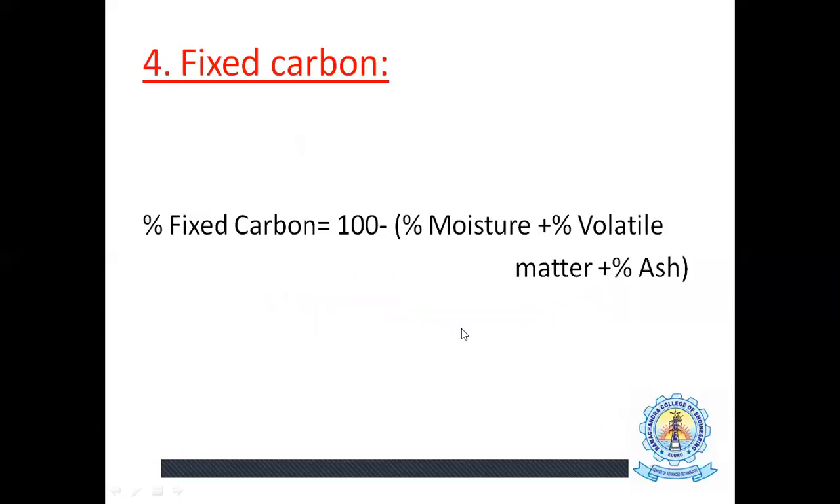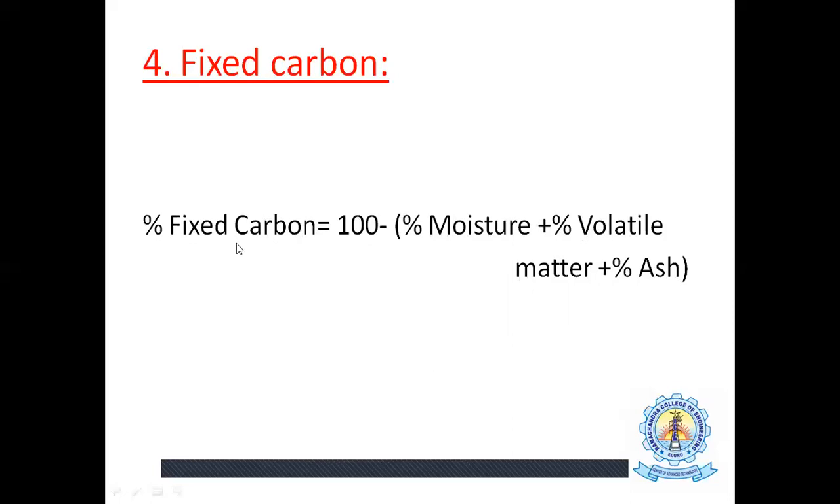And the last one is fixed carbon. The fixed carbon can be determined from what we determined above: moisture, volatile matter, and ash content. We have to add these three percentages and subtract from 100, which gives us the fixed carbon. So the formula is, the percentage of fixed carbon is equal to 100 minus moisture percentage, volatile matter percentage, and ash percentage.